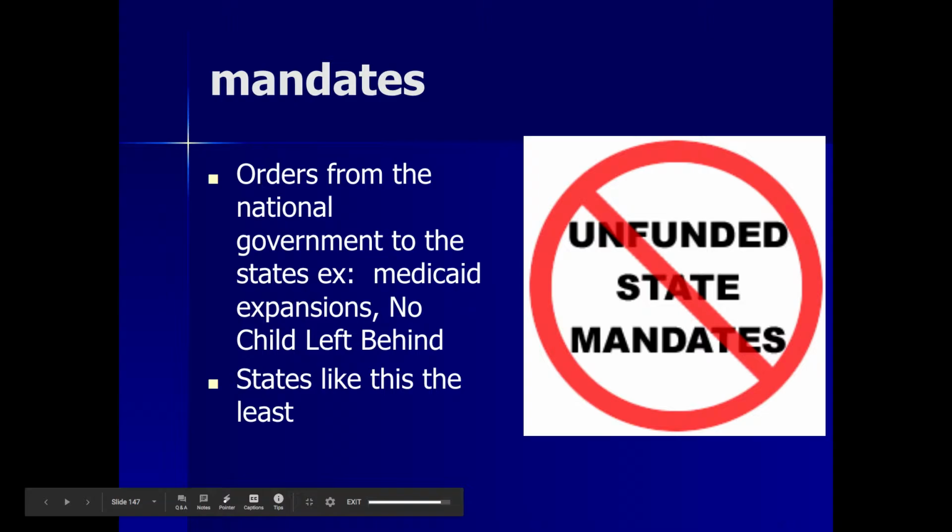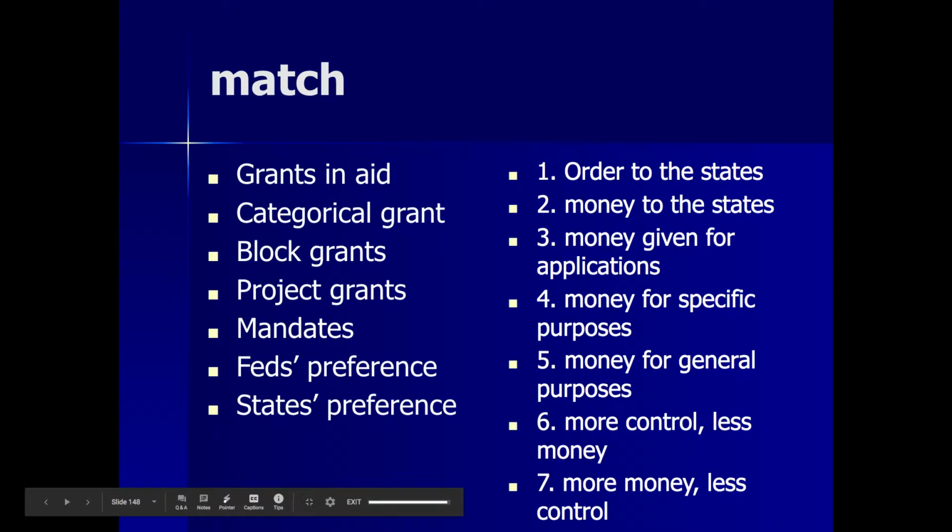Okay, so then you're moving on to the matching right there. You can match them up if you want to. But remember, the national government likes a lot of control. The state governments like money. So like 6 and 7, the federal government likes to control. They don't want to give money away. The states want more money, but they don't want to be told what to do. Mandates are their least favorite thing.